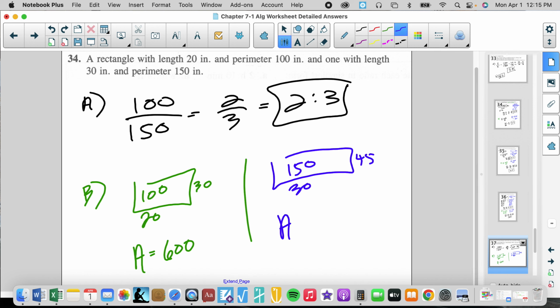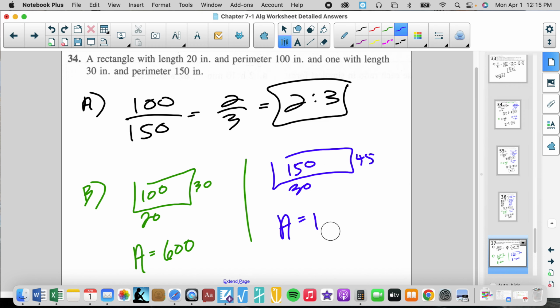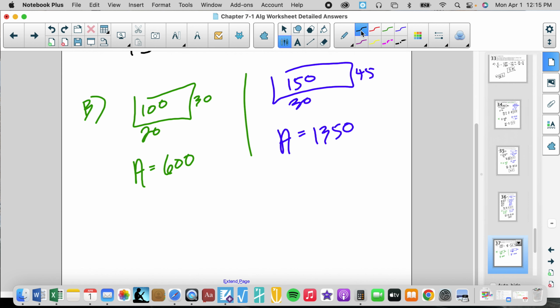Area of this is going to be 90, 120, 1200. I did math in my head. Be careful, kids, when you do math in your head. Thank you. 1350. Let's make sure I multiplied 30 times 45. 1350. Hence why we don't do it in our head, because we're going to be wrong most of the time.